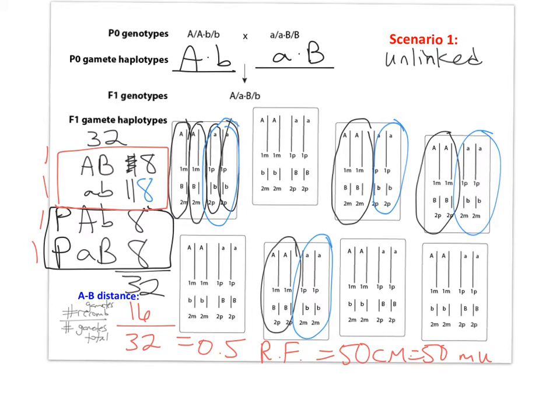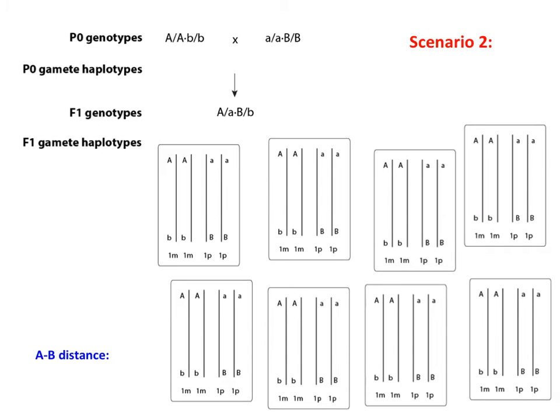50 is kind of a weird number. Like, can't it be 100? So we're going to see now why it can't be 100. Scenario 2, loose linkage, which again, as I said in the video, is not really a scientific term. So I'm going to put loose in quotation marks. So now we've got genes on the same chromosome.